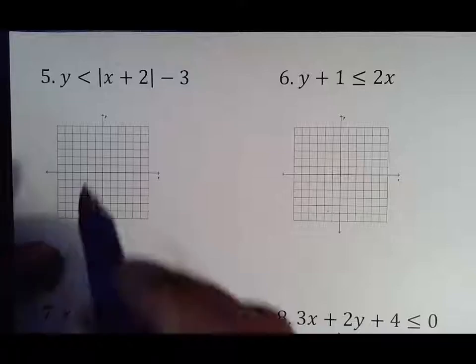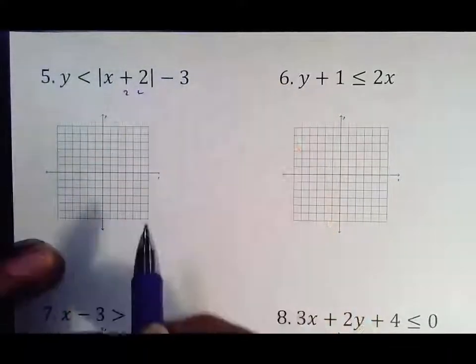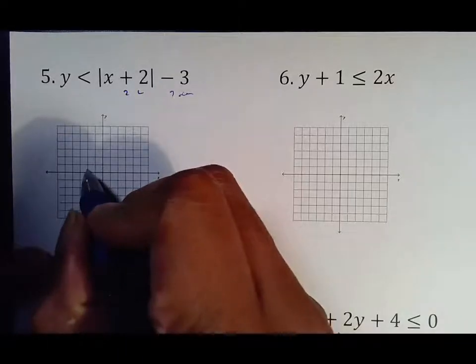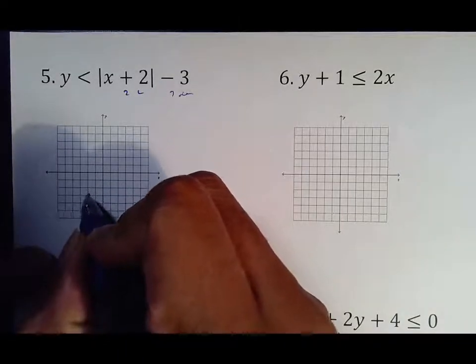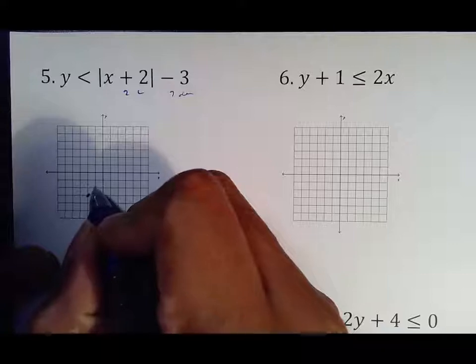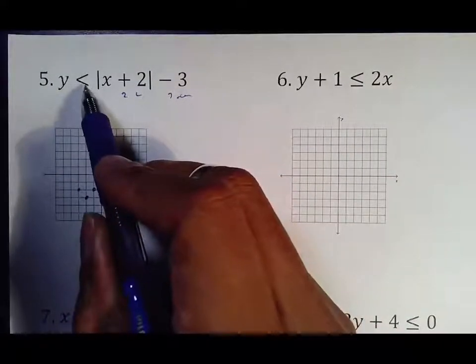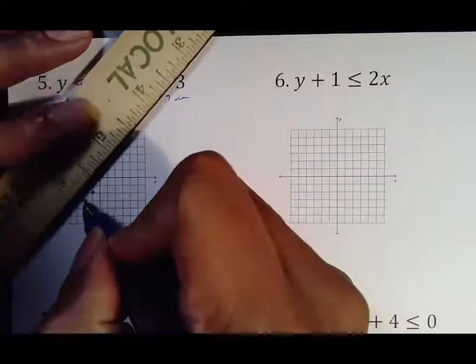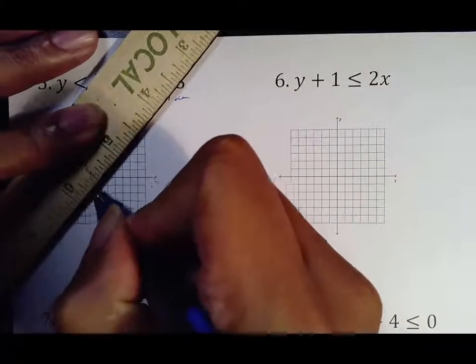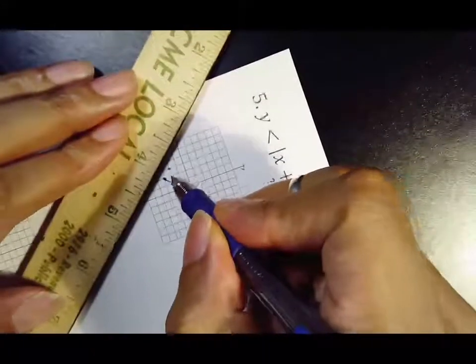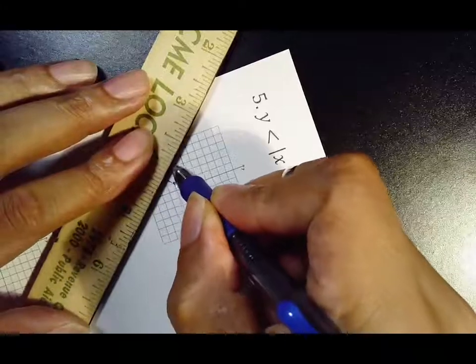Keep in mind your absolute value, that means 2 to the left because remember that's a -2 and 3 down. So you go 2 left, 1, 2, and 3 down, 1, 2, 3. The basic graph is over 1, up 1, back 1, up 1, and it is a V. Also, it's a V with a dashed line going through it. So we go this way and that way.